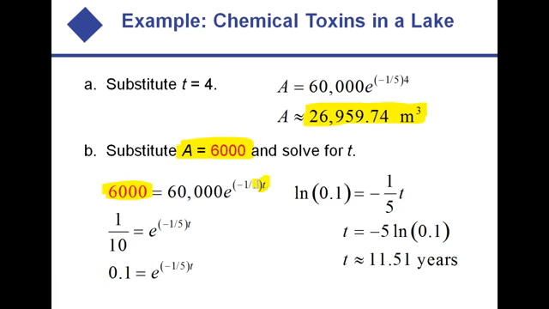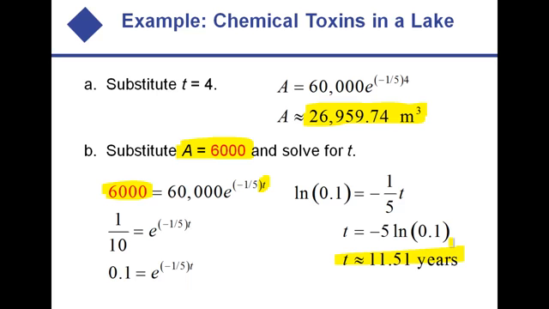Just like before, we need to isolate this thing and get it out of that power. So the first thing we do is divide both sides by 60,000, which gives us 1/10. Written as a decimal might make it a little easier. And then to get t out of this exponent, we take the natural log of both sides, which just gives us the -1/5 t. And then to solve for t, multiply both sides by -5, and we get 11.5 years. It's going to take 11.5 years to get it down to 6,000 cubic meters.